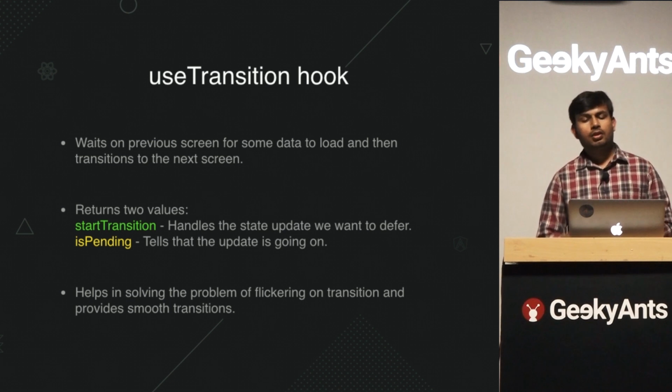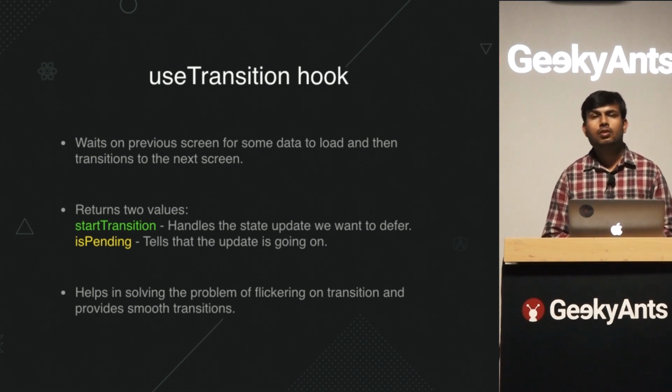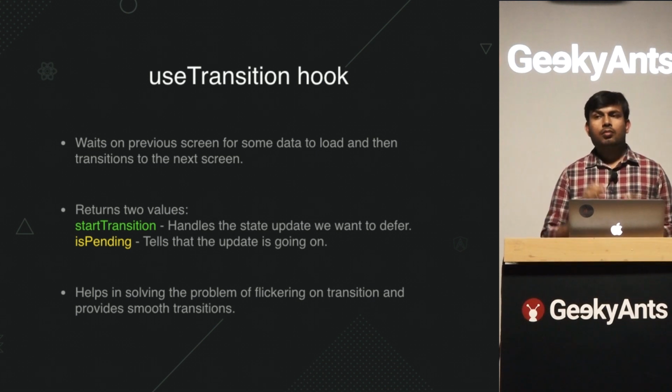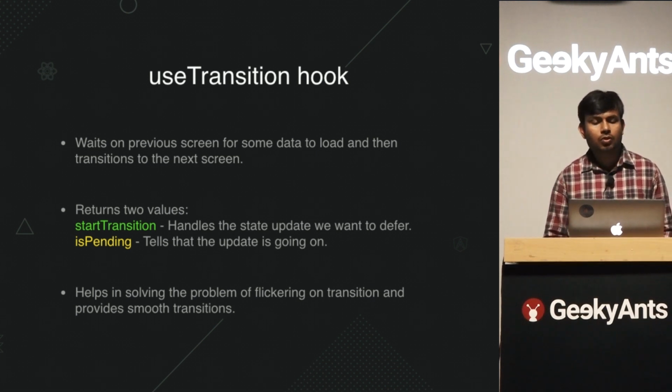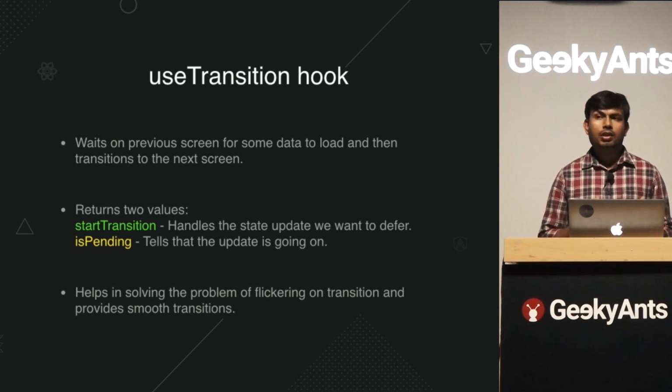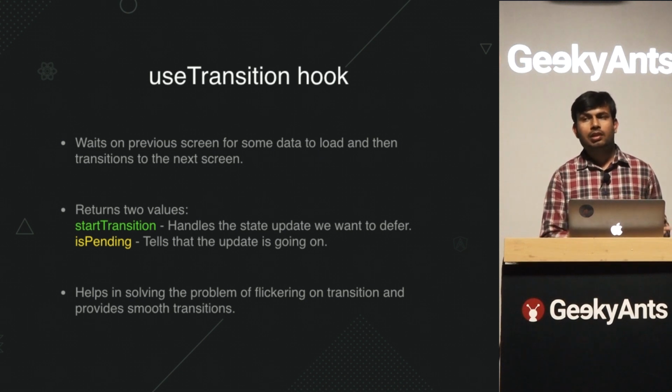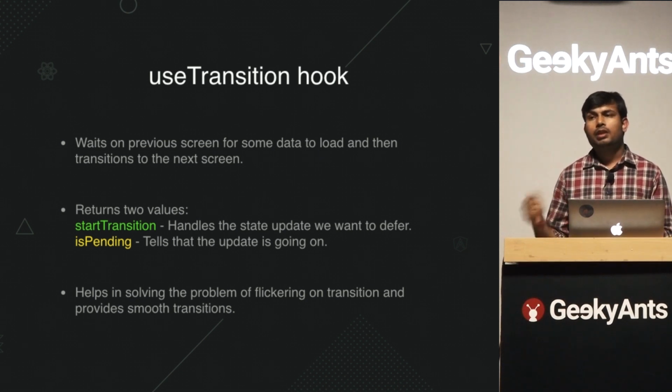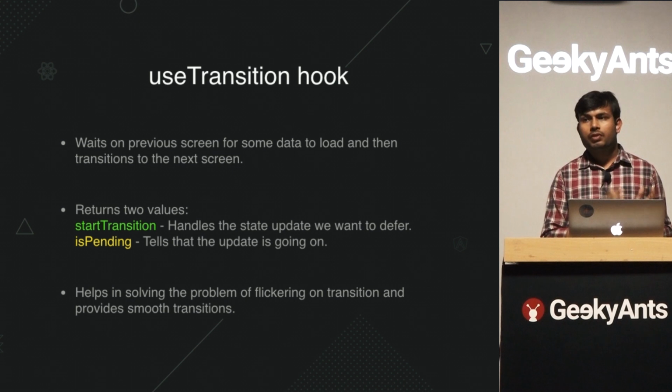So the last thing that concurrent mode provides us is the new hook known as the use transition hook. It helps us in making the transition smooth. So it basically provides us a way that the user will wait on the previous screen until the data is loaded for the next. Some of the data will get loaded on the previous screen, and after some time the user will move to the new screen and see the loaded data.